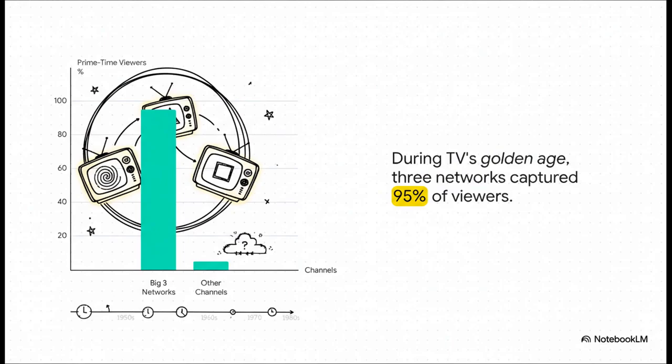After radio came television, and boy, did it dominate. During TV's golden age, from the 1950s all the way through the 80s, the media world was incredibly concentrated. Just 3 networks, you know them, NBC, CBS, and ABC, captured a staggering 95% of the primetime audience. This created this powerful shared national experience. For decades, almost everyone was watching the same shows and hearing the same news.